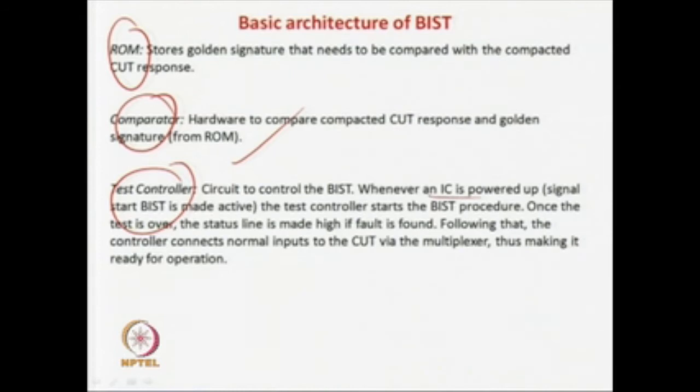Whenever the IC is powered on, if the BIST signal is made high, the BIST procedure is started. Once the BIST status is known, if there is no fault in the circuit, then you can connect the circuit to the normal input through the mux and your circuit will start its operation. But if you find that there is a problem in your circuit, then the BIST circuit will not allow your circuit to operate, and it will give a message that this part of the circuit is not working on the motherboard, that is, the chip is not working.